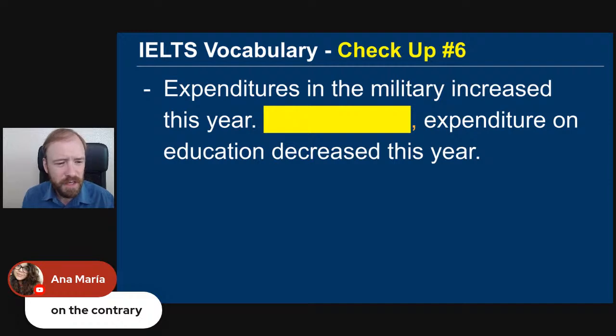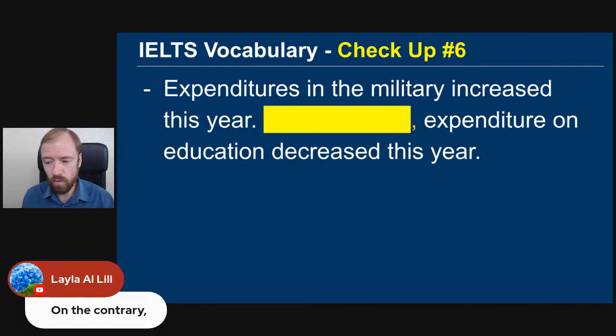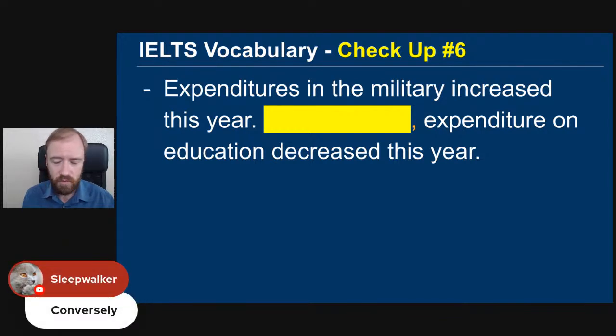Again, you're kind of saying the first sentence is false. The first sentence is correct. So on the contrary means this information is wrong. So expenditures in the military increased this year. You would say, on the contrary, expenditures in the military decreased this year. So on the contrary is not going to work at all. Conversely, that would work.